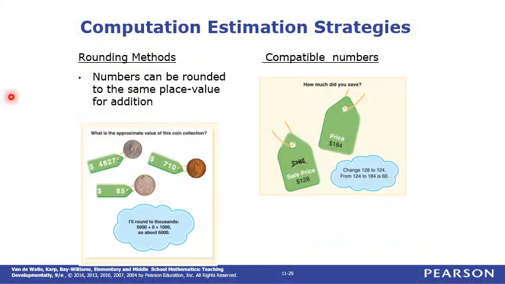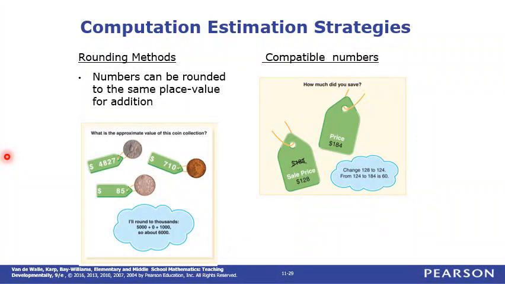Now, there's a second method here that we can use to help our students with these estimation problems, and this is the rounding method. Here, numbers can be rounded to the same place value for addition. Rounding is very important, and so is the concept of compatibility, where the differences between numbers are based on a multiple of 10.